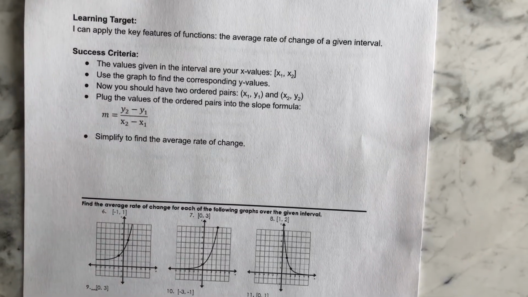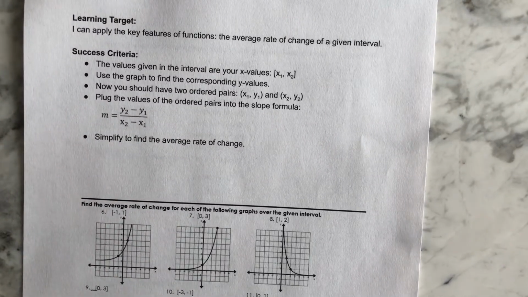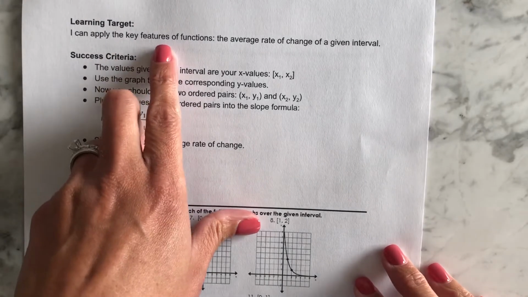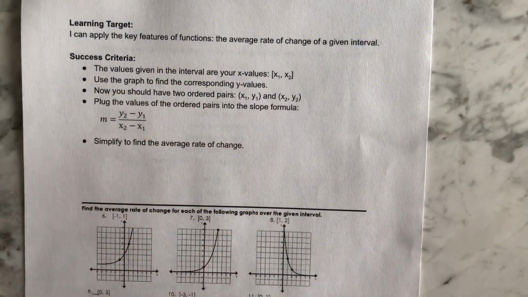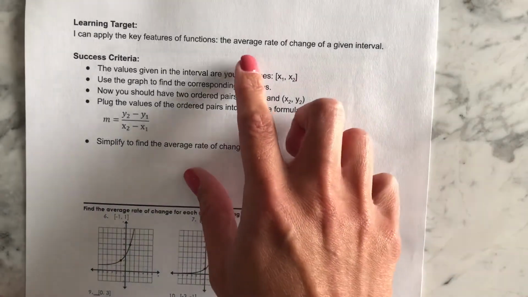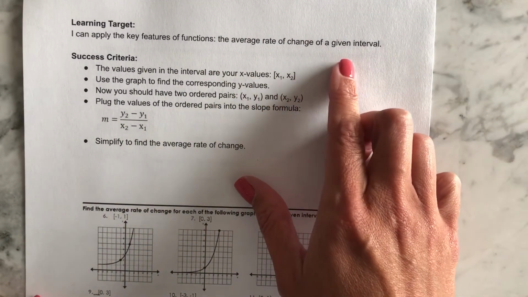Okay, so we're still on the same learning target. I can apply the key features of functions. Today we're doing the last key feature, and that is the average rate of change of a given interval.